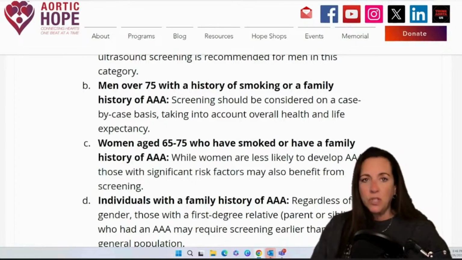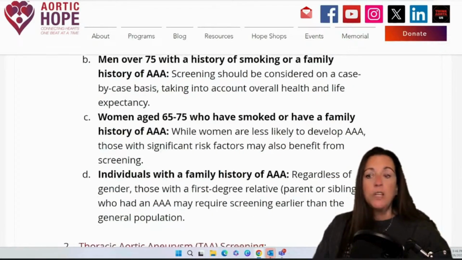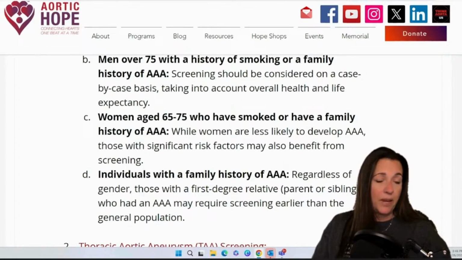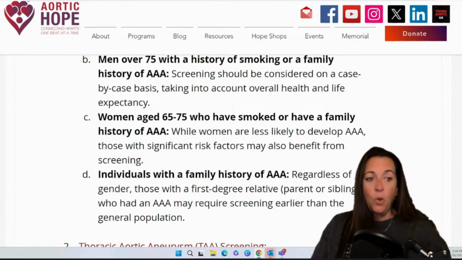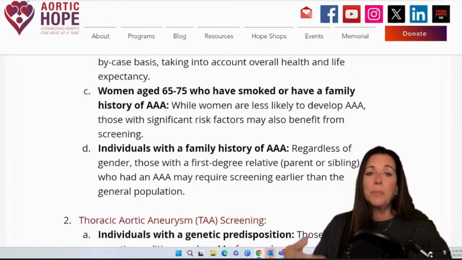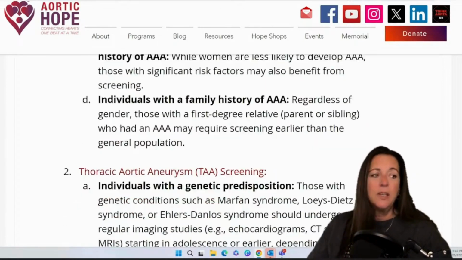Now, individuals of families who have a history of an AAA, regardless of their gender, okay, those with a first-degree relative, like a parent or a sibling who have had an AAA, might require screening a little bit earlier than the general population, because there is a potential genetic component.